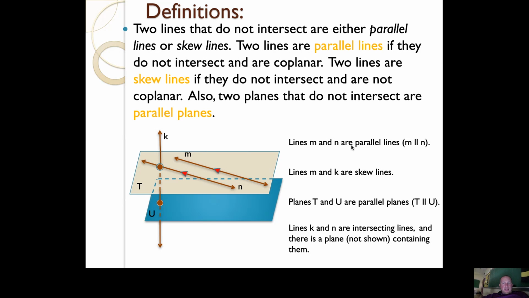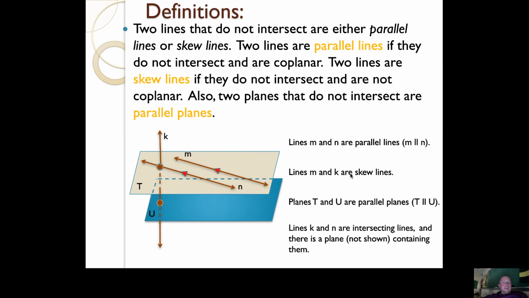Line M and line N are parallel lines. Notice these little marks. We're going to talk about these a lot. If you see these marks, that guarantees that two lines are parallel. You can't just assume that lines are parallel, or you can't assume that they're not parallel if you don't see them touch.